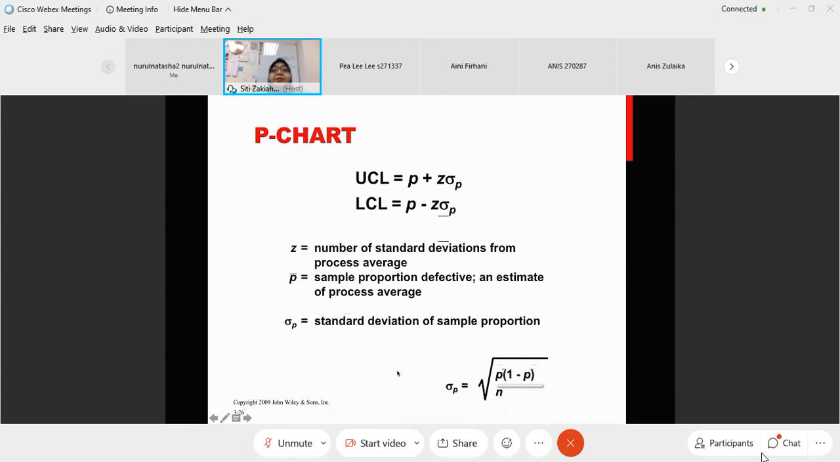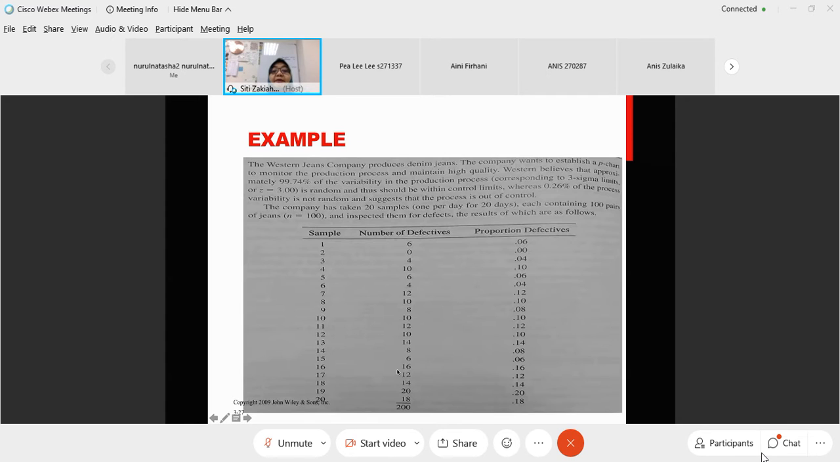Okay, don't be afraid. So we're going to look at an example. I hope that you will do this together. Let's look at the example. For this kind of question, for a P chart. The Western Jeans Company produces denim jeans, right? The company wants to establish a P chart. This is easy because they already tell you. A P chart to monitor the production process and maintain high quality.